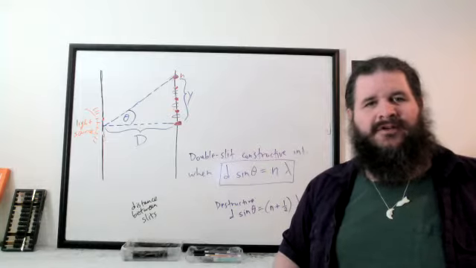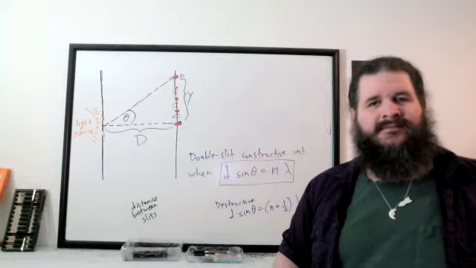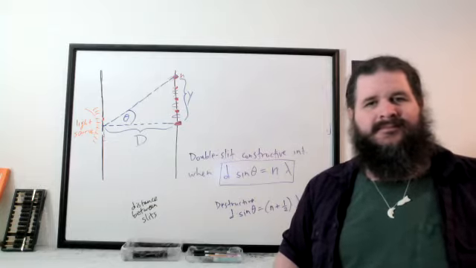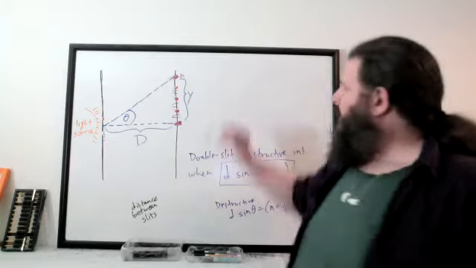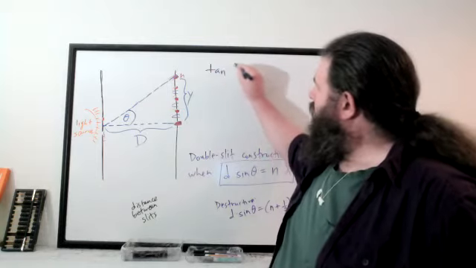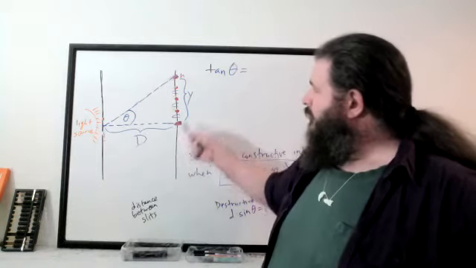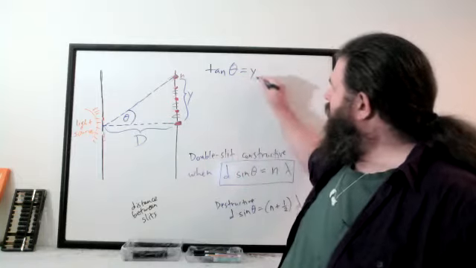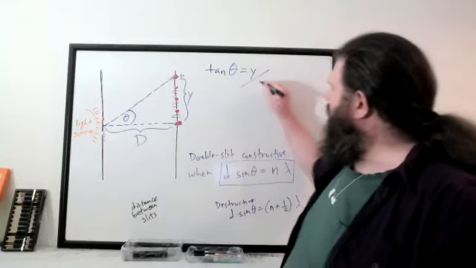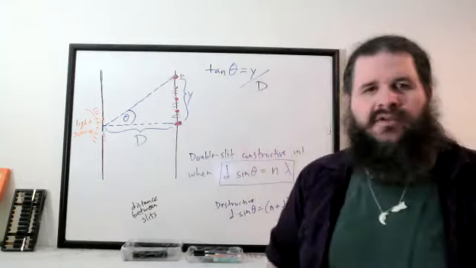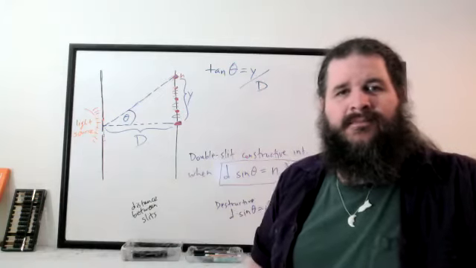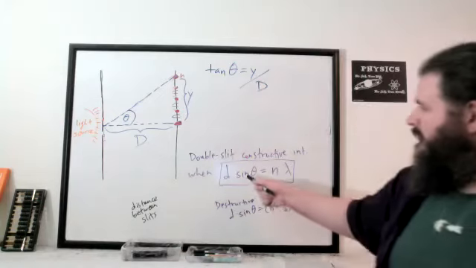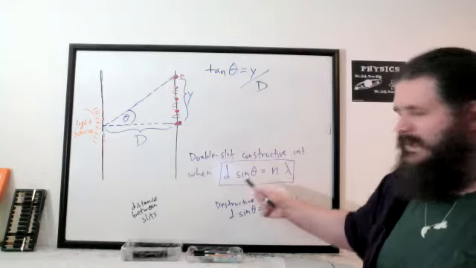What trigonometric function would work there? Root tan. Yeah, tangent works fine here, because tangent is opposite over adjacent. Opposite is y, adjacent is D. So the tangent of the angle is y over D. Problem is our formula doesn't have tangent, our formula has sine in it.